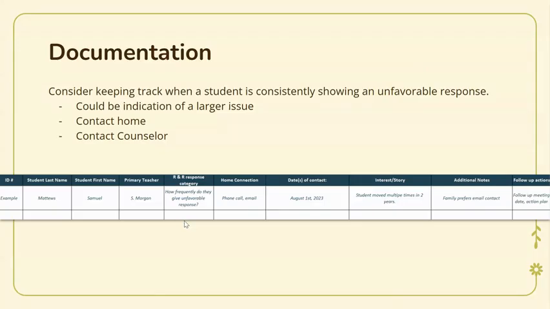Another consideration is to keep documentation. Obviously, documentation is the name of the game when it comes to education. So, if a student is consistently showing you unfavorable responses, documentation can really help with tier two, tier three situations where we can get some help for those students. So, it could be an indication of a larger issue, but let's try contacting home, contact a counselor.